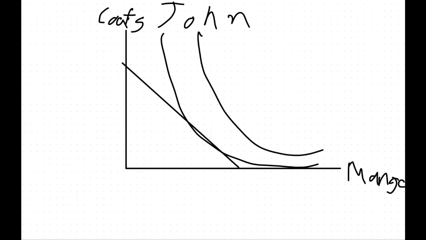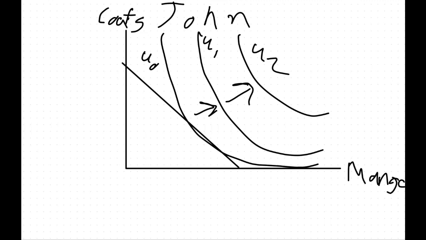Like this curve, and this curve, and this curve. And as you're going outwards, what you can imagine is that each of these curves is preferred. For example, this curve here, let's label this one U0, this one U1 and this one U2. And as you're going outwards, each of these indifference curves is preferred to the last one.